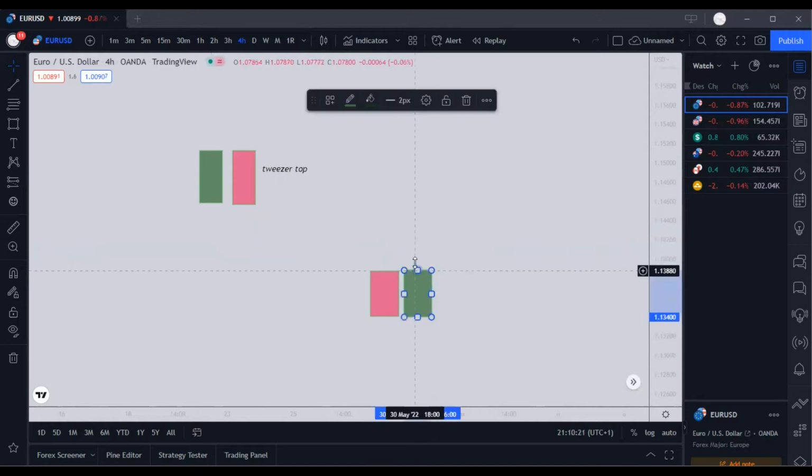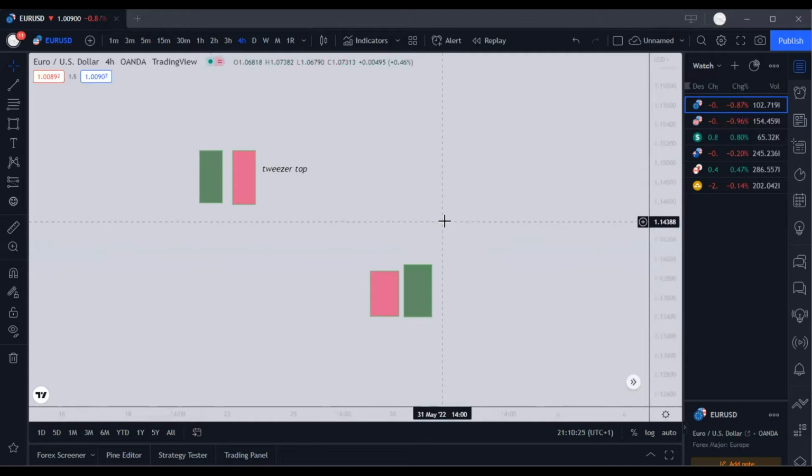So something like this qualifies to be what? A tweezer bottom. Some also consider this as an engulfing, but I don't see this as an engulfing. It did not really engulf it for me. So I'll consider it to be what? A tweezer bottom. So when you see this at a support or at your zone, do not ask questions again. Enter. You have a high chance of it going your way.